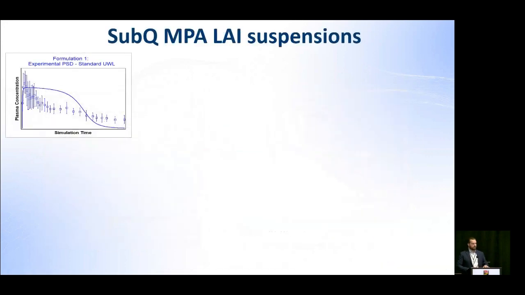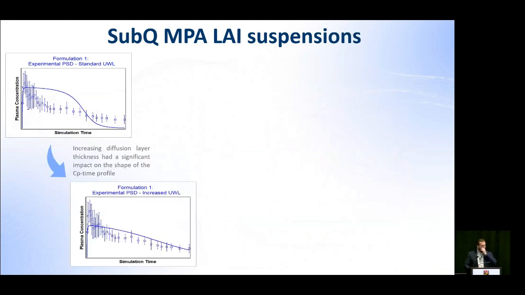We then started to look at the RLD, and those were the initial simulations we got using all of the default parameters in GastroPlus. Interestingly, the AUC was actually not too bad, but when you look at the Cmax and the shape of the profile, it's not a good prediction at all. The first thing we did was to increase the diffusion layer thickness to account for the somewhat static environment surrounding the LAI. And when we did that, we were able to have a better shape of the profile, but it was still not perfect.